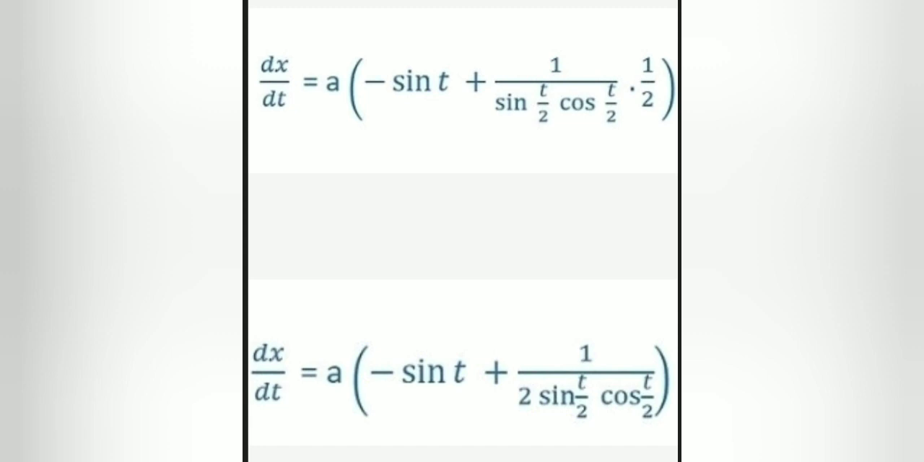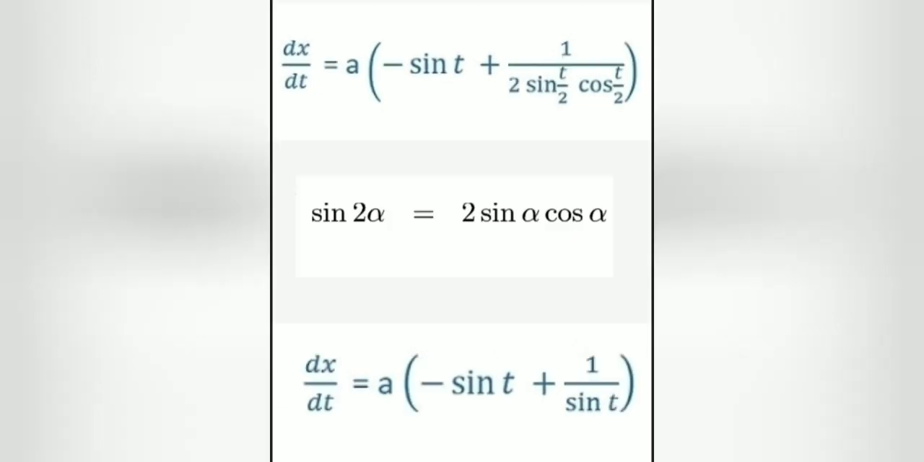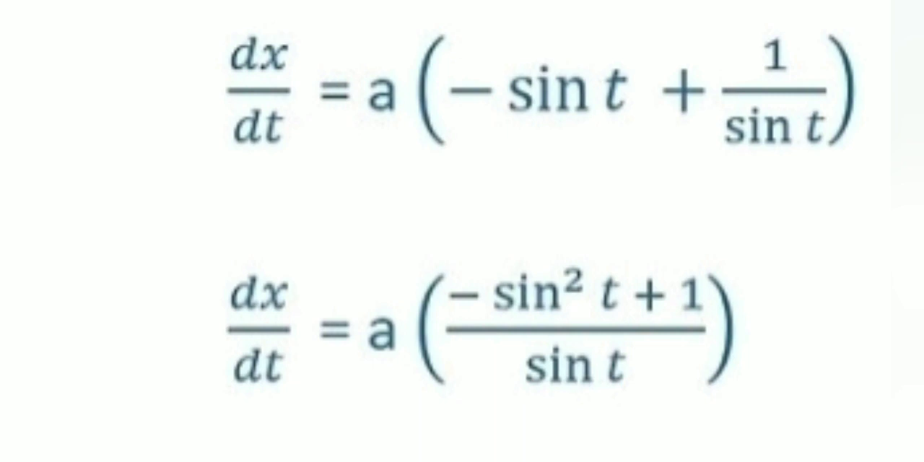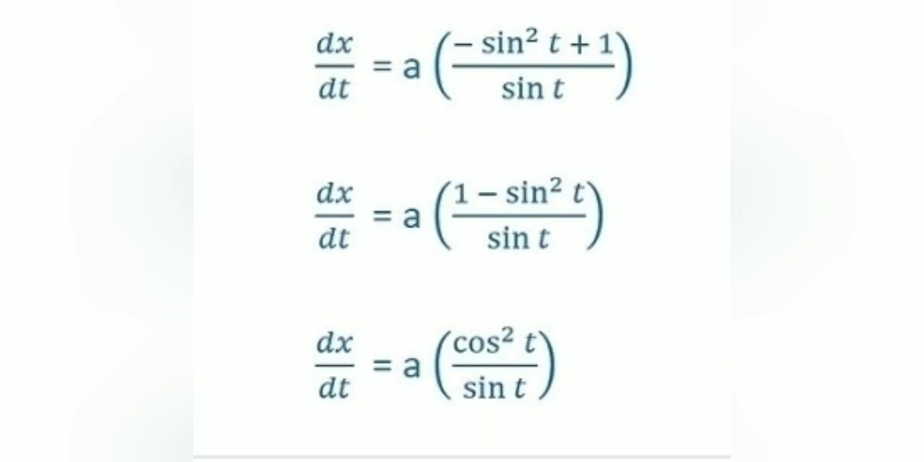Thus dx by dt is equal to a times minus sin t plus 1 by twice sin t by 2 cos t by 2. We know that sin 2 alpha is equal to twice sin alpha cos alpha. On replacing alpha by t by 2, we get dx by dt is equal to a times minus sin t plus 1 by sin t. That is further equal to a times minus sin square t plus 1 divided by sin t, and 1 minus sin square t is equal to cos square t. Therefore dx by dt is equal to a times cos square t divided by sin t.